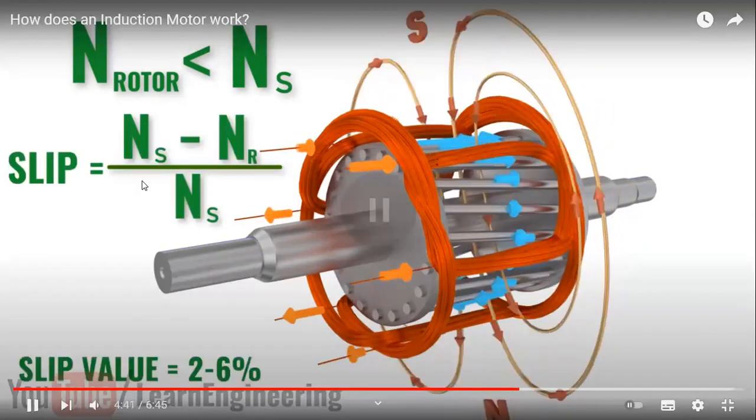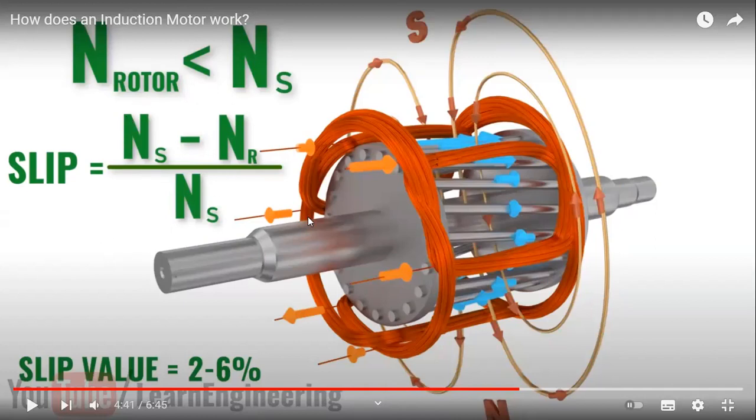Okay, and one very important thing is that slip is nothing but the difference between the synchronous speed and the rotor speed. The synchronous speed minus the rotor speed is called the slip. It is a very common question from interviewers: what is slip? Slip is nothing but synchronous speed minus rotor speed.